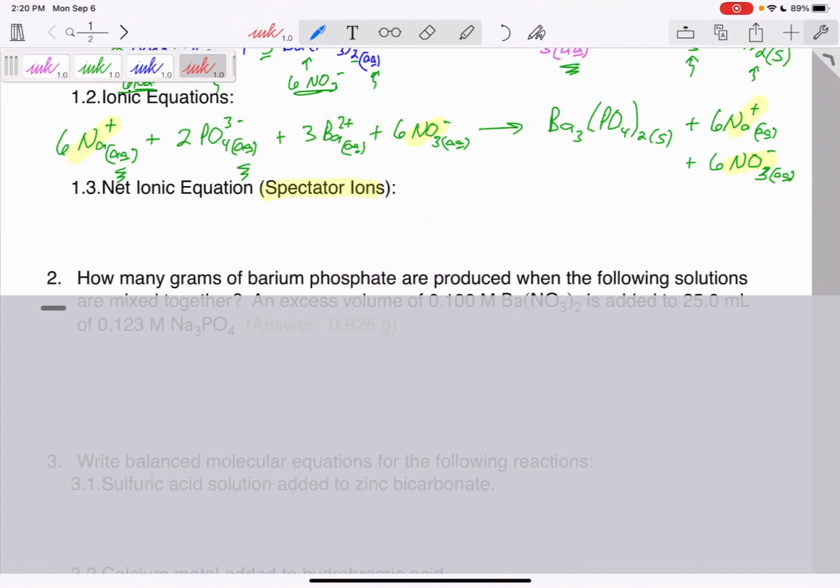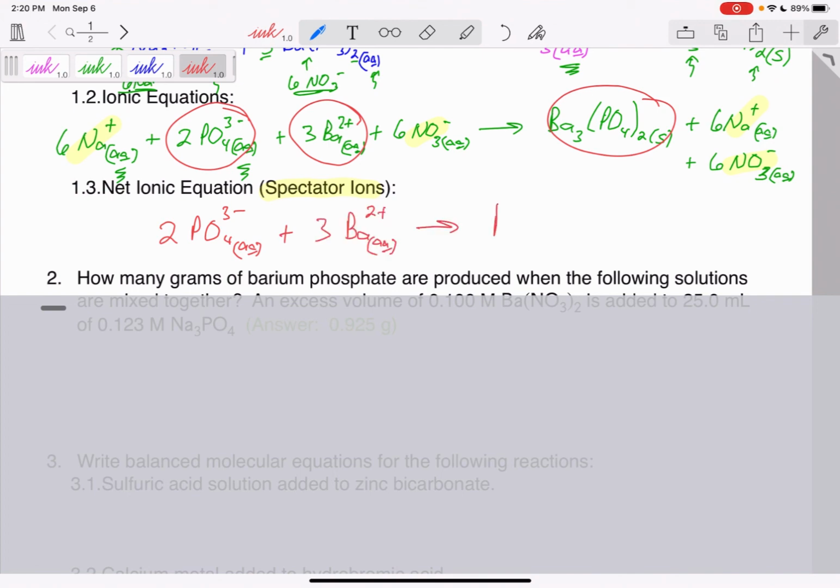And then finally, for the net ionic equation, you want to account for the product that forms. Well, that's simply barium phosphate. So I just pull the ions that are on the reactant side, including their molar coefficients. And now it's only the solid for the product side here. And that's it. We are done with the first problem here.